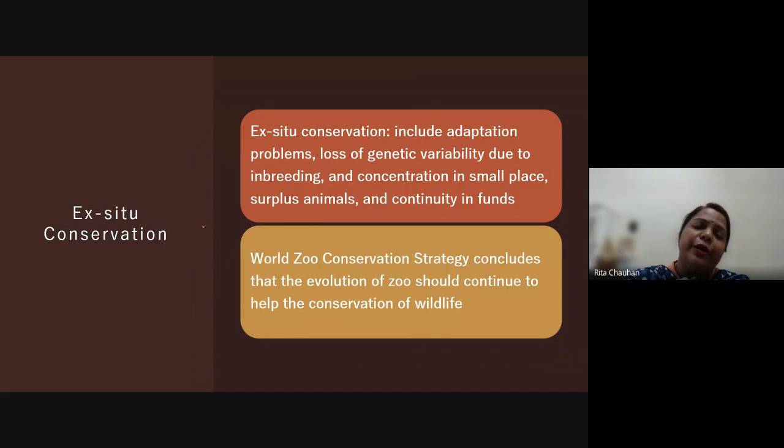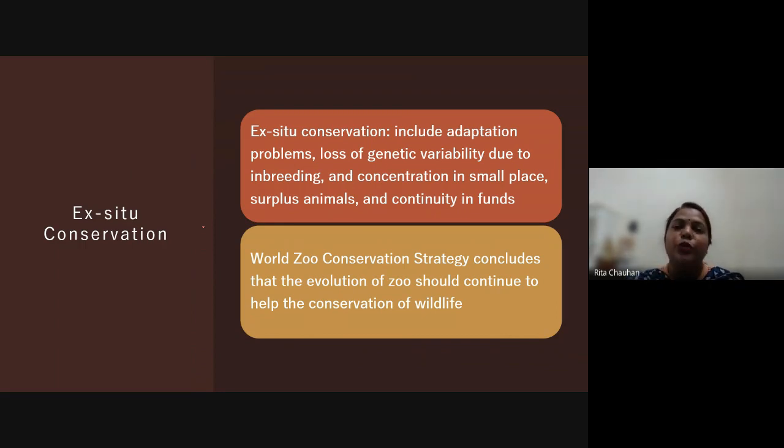So this was all in situ conservation. That means to increase or to conserve the animals in their native places. So now we are coming to the ex situ conservation. Ex situ means conservation of animals, plants away from their natural site.